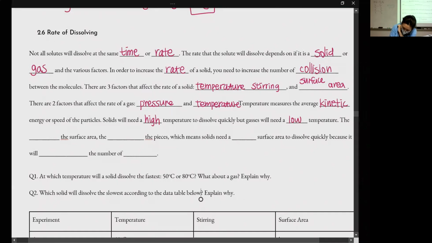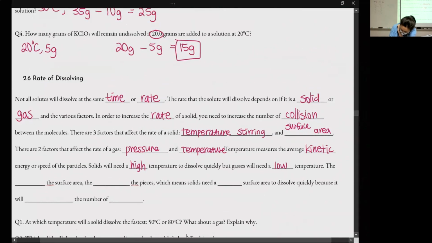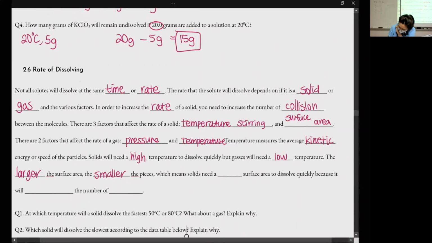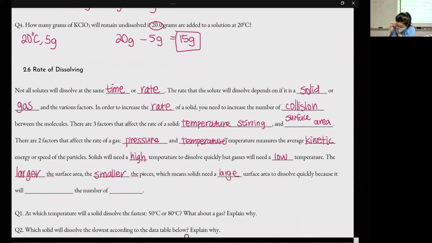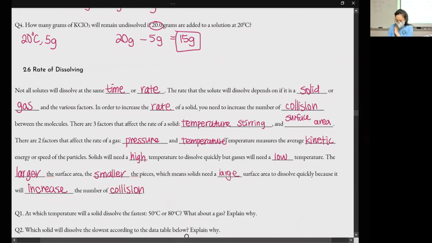The smaller the pieces, which means a solid needs a large surface area to dissolve quickly because it will increase the number of collisions. Okay.